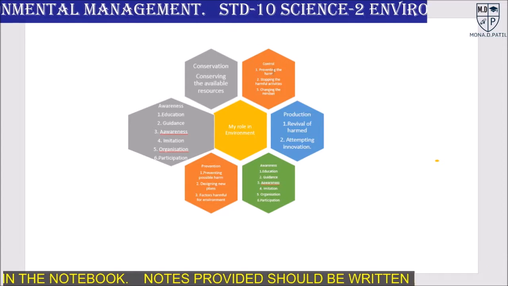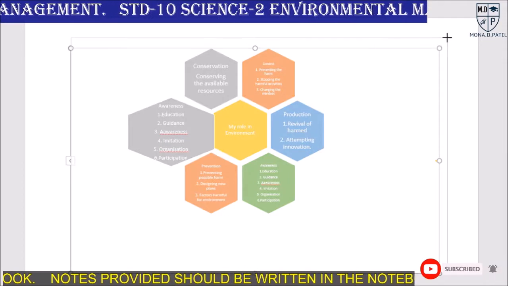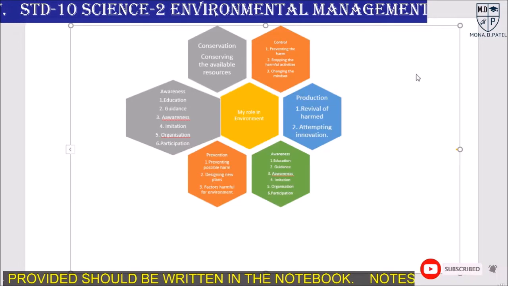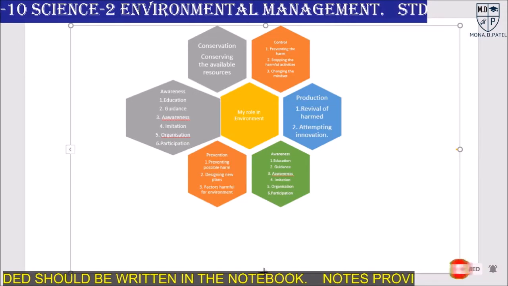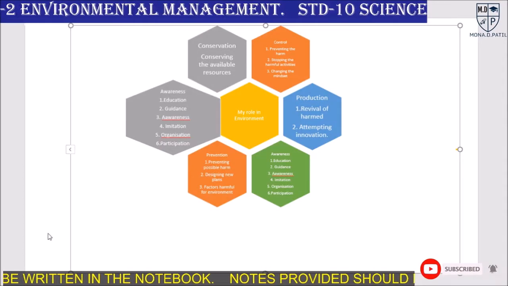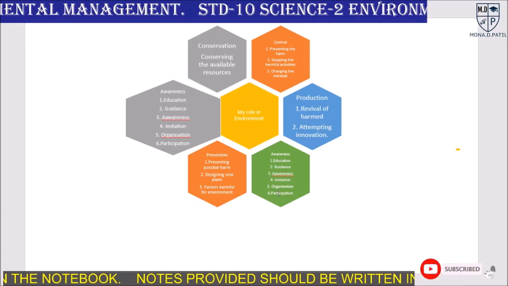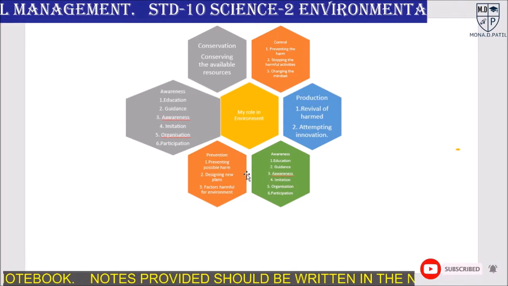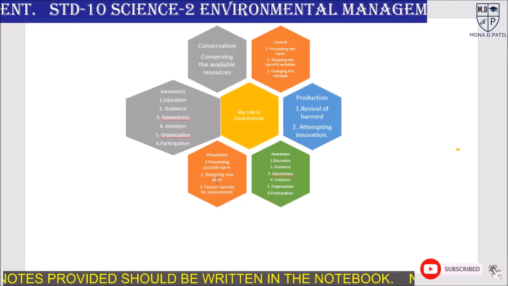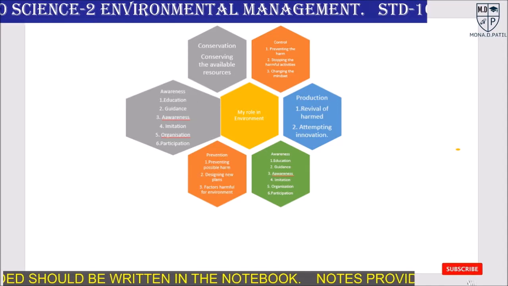Then next is the control: preventing harm, stopping harmful activities, changing the mindset. These are the duties. Then next is the production: revival of harmed factors of the environment, attempting innovation. Next is the awareness: awareness about education, guidance, limitation, then organization and participation. Then prevention: preventing possible harm, designing new plans for factors harmful to the environment, like that. So these are some of my roles in the environment.